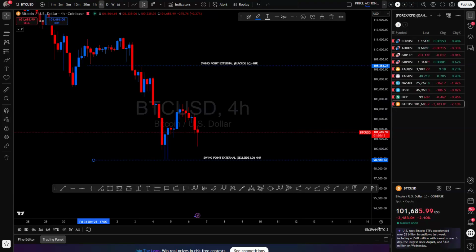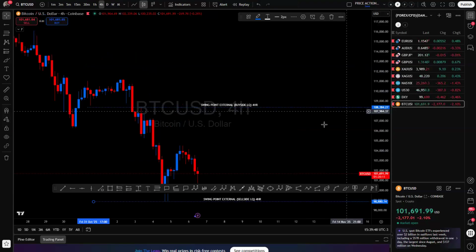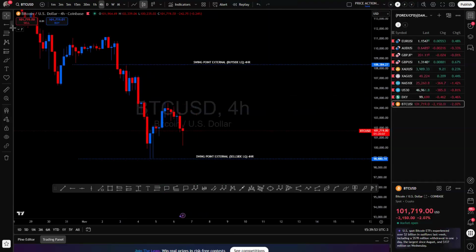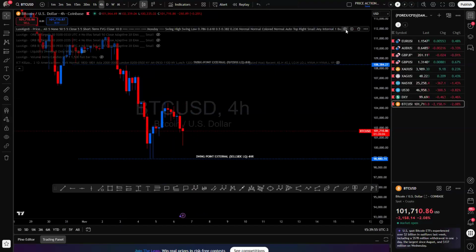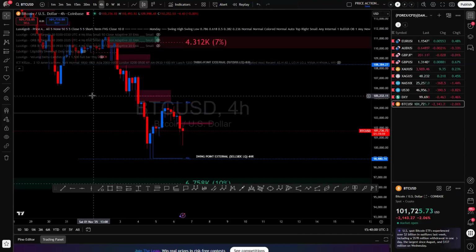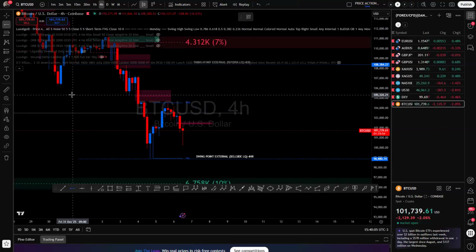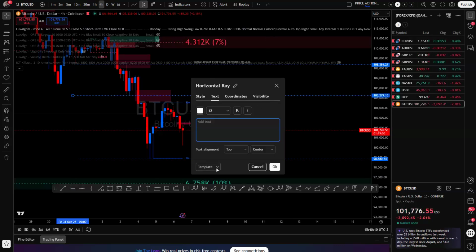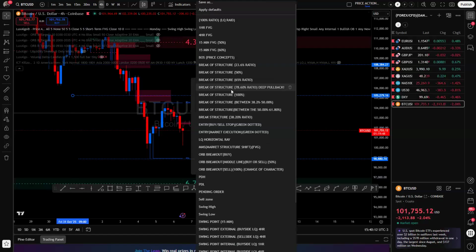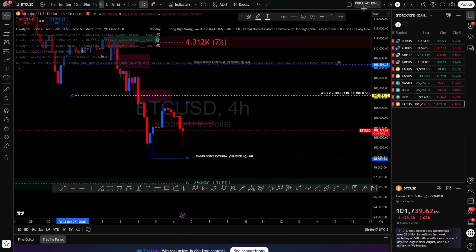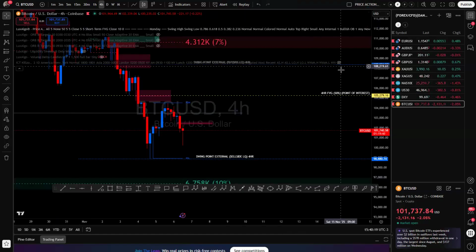Now, I'm going to mark up our most recent fair value gap. Let me turn on the indicator here. So this is our 4-hour fair value gap here, and we'll mark this here. This is our point of interest. So that's how we're going to do that.